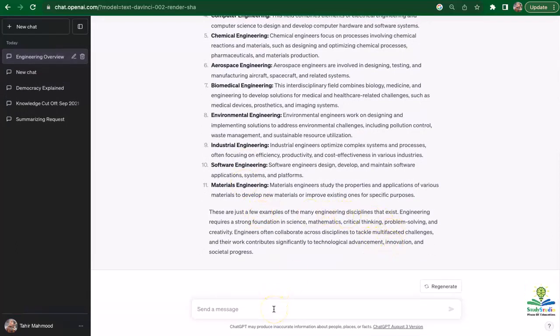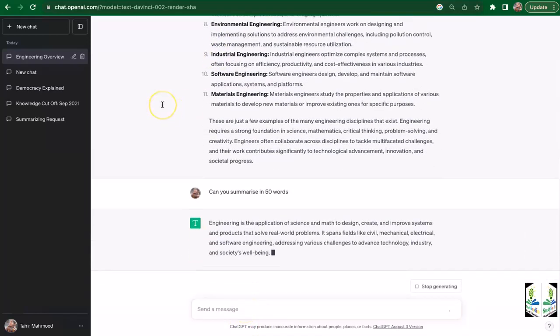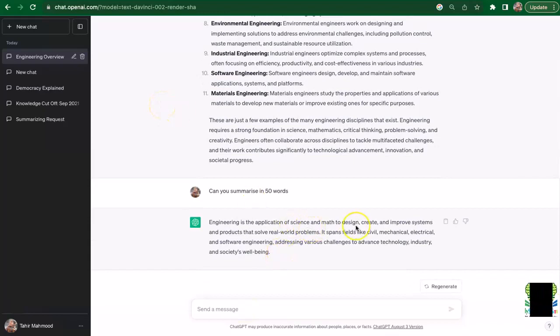Now I can further elaborate on this and I can ask it to summarize it in 50 words or less. Can you summarize this in 50 words? Engineering is the application of science and math to design, create, and improve systems and products that solve real-world problems. It spans fields like civil, mechanical, electrical, and software engineering, addressing various challenges to advance technology, industry, and society's well-being. So essentially, it did the job for me, and based on my follow-up question, it was able to generate a much smaller response within the word limit that I assigned.